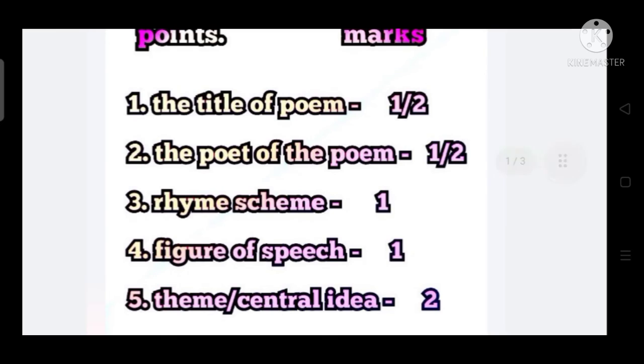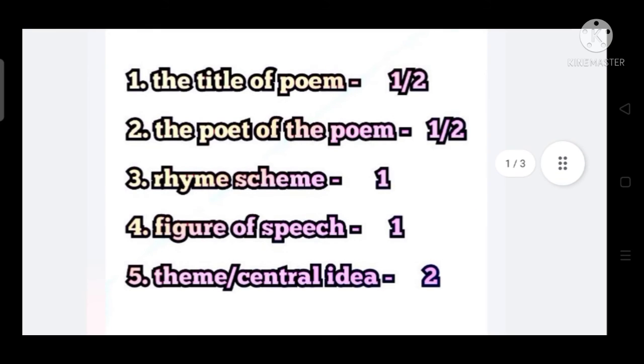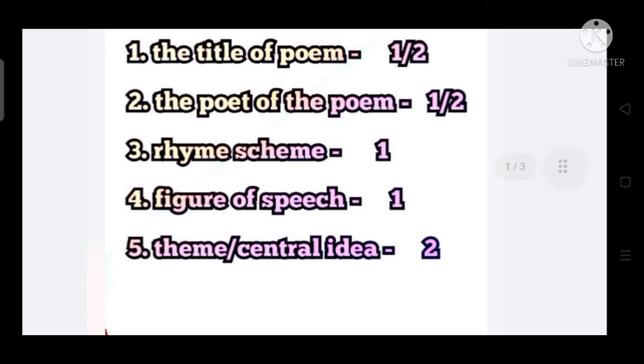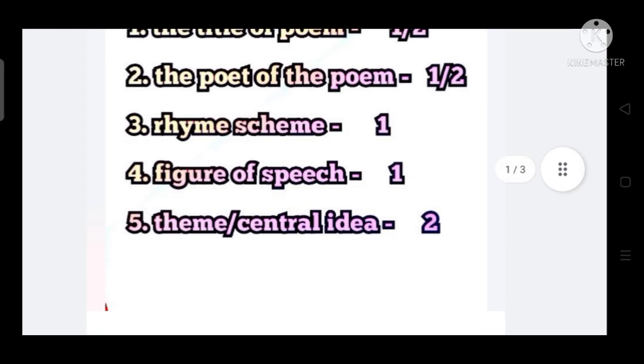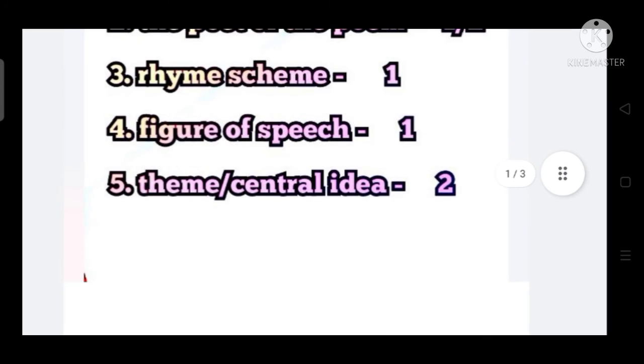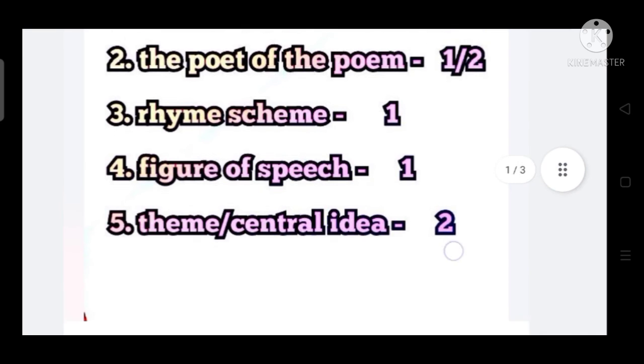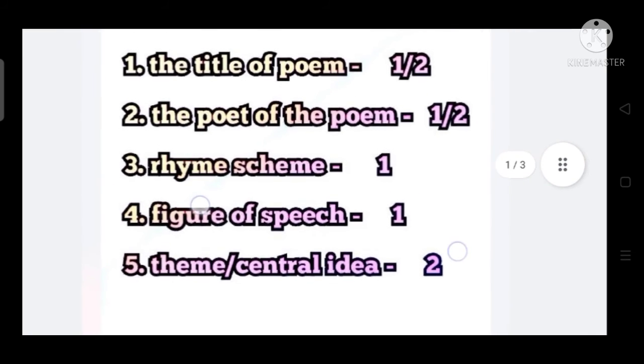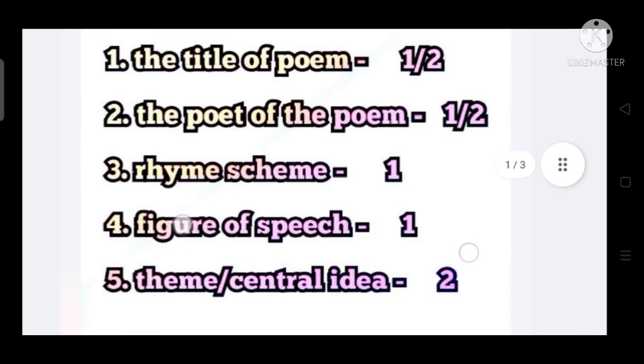The title of the poem is given half mark, the poet of the poem is given half mark, the rhyming scheme is given 1 mark, figure of speech is given 1 mark, and the last point, theme and central idea, is given 2 marks. In this way we have understood the marking scheme of the appreciation of the poem.